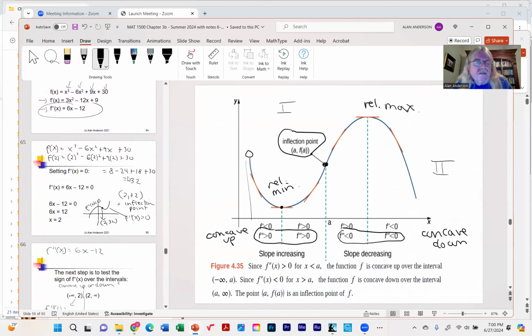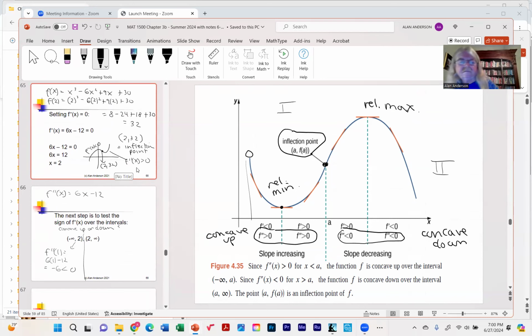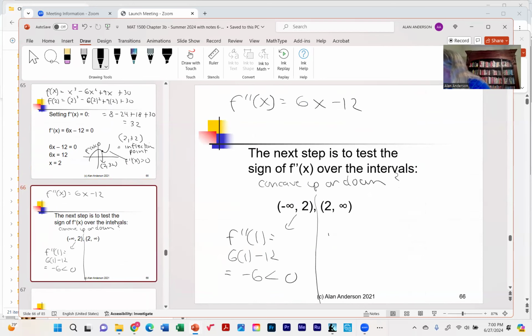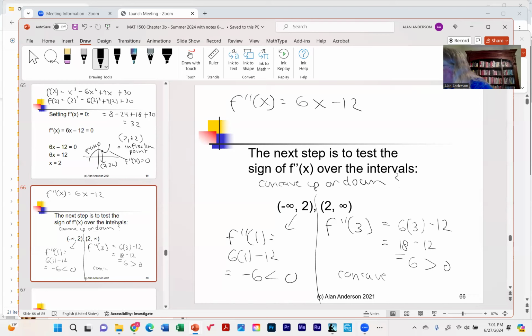So let's check the right-hand side. And we can pick any value in this interval. Let's just pick 3, let's say. Okay, so we have our results. That means this region is concave up. And this one is concave down. So if you had to sketch it, you would say, well, it's going to have to look something like this.